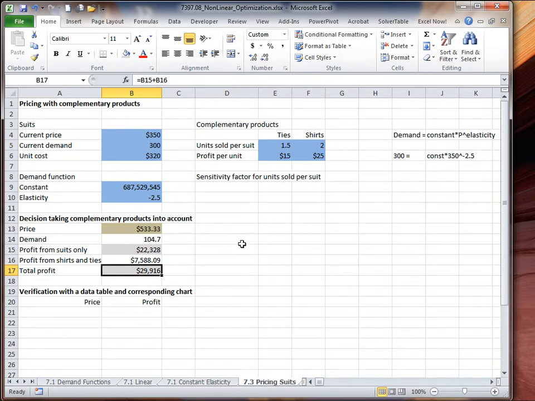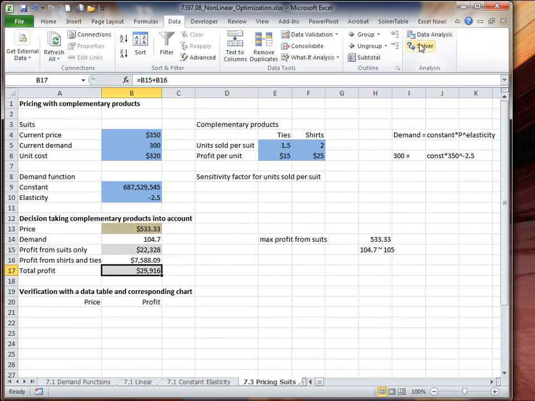When we were looking to maximize profit from suits, what we ended up with was 533.33 and 104.7, roughly 105 suits. Okay? How is the price per suit going to change when we throw in the additional sources of profit?